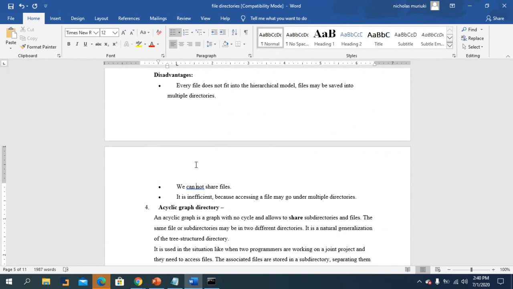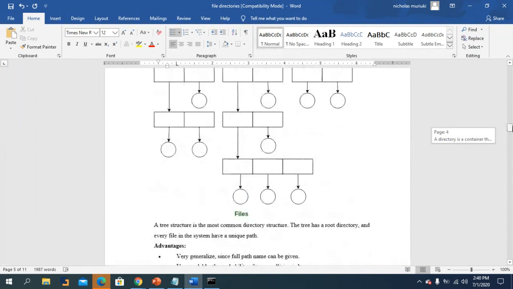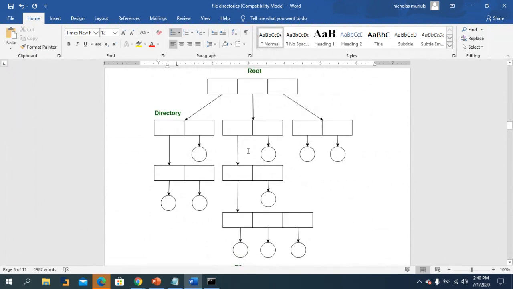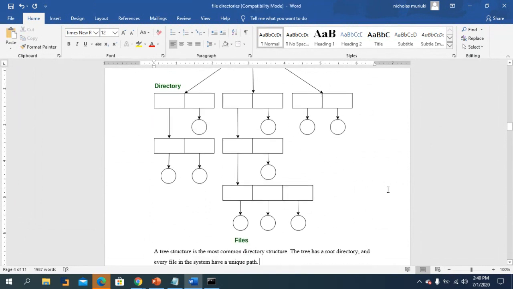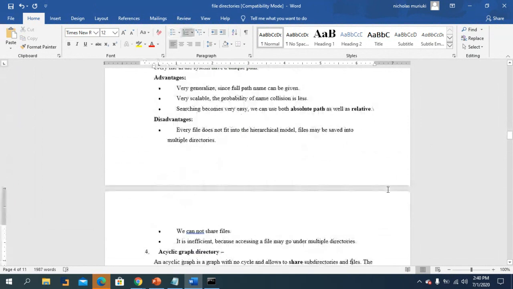So in this case, we need to understand the concept of efficiency and inefficiency. So we still look at inefficiency. It is inefficient because accessing a file may go under multiple directories. And what we are saying is that if you want to access this, we are having the directory. Maybe we have directory here. We can still have directory here. We can still have directory A here. So we have multiple representation of directory, which is an issue when you are presenting data. So it becomes hectic, mostly when you are accessing them.